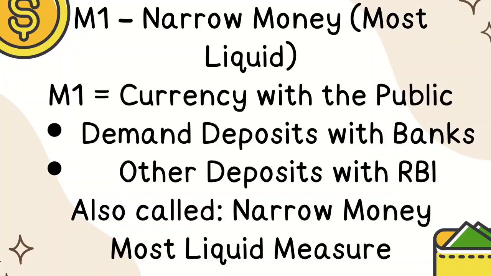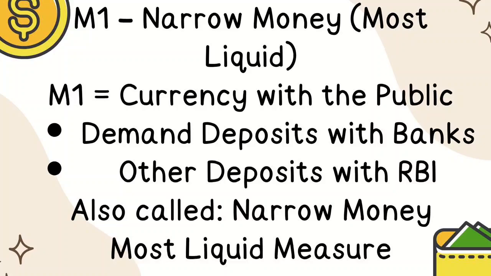Let's look at the first 3 components. First, currency with the public. It means the notes and coins that people actually hold. For example, if you have 500 rupees in your wallet, this is a part of M1. Second, demand deposits with the banks. Suppose your salary is credited to your savings account. Can you use it immediately through UPI, a debit card or a cheque? Of course, yes. Since you can access it on demand, it is called a demand deposit and it is also included in M1. Third, other deposits with RBI.